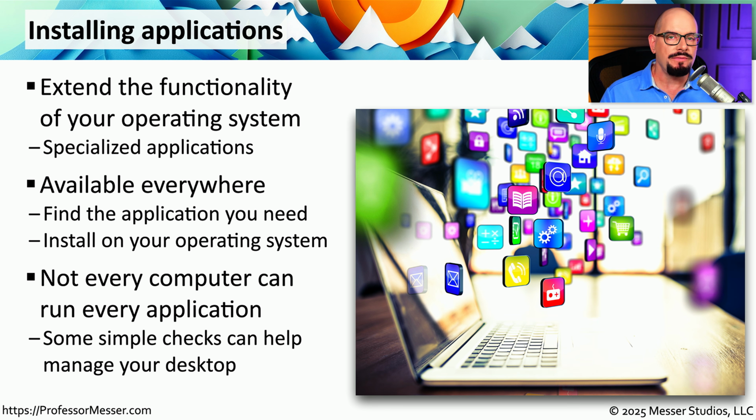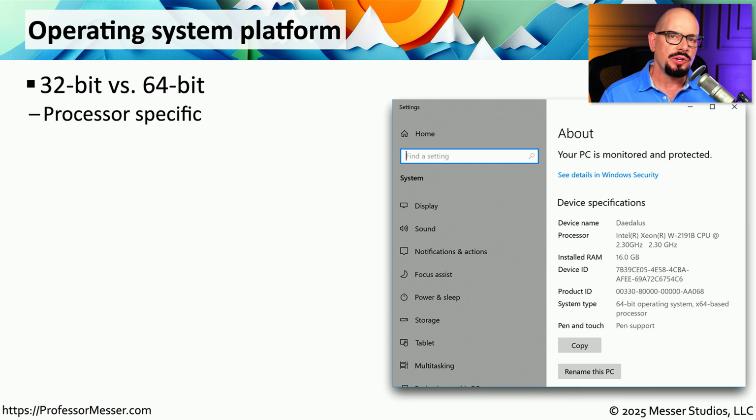But of course, not every system can run every application. We have to make sure that we're using the correct operating system, perhaps even the right version of the operating system. We have to make sure we have enough memory, storage space, and other resources. And there are a number of considerations that are important to keep in mind when you're planning to install an application. First, let's talk about the operating system capabilities itself.